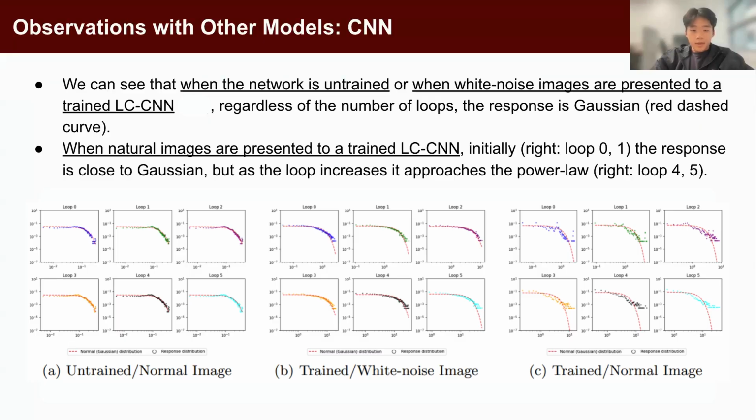As we can see, when the network is untrained or when white noise images are presented to a trained LC-CNN, which is on the left, the response is very Gaussian, regardless of the number of loops. When natural images are presented to a trained CNN, initially the response is close to Gaussian, but as the loop number increases, it approaches a power law distribution. You can see loop 4 and 5. And this shows that the orientation model, the biologically inspired GCAL model, and the modern CNN produce similar results.